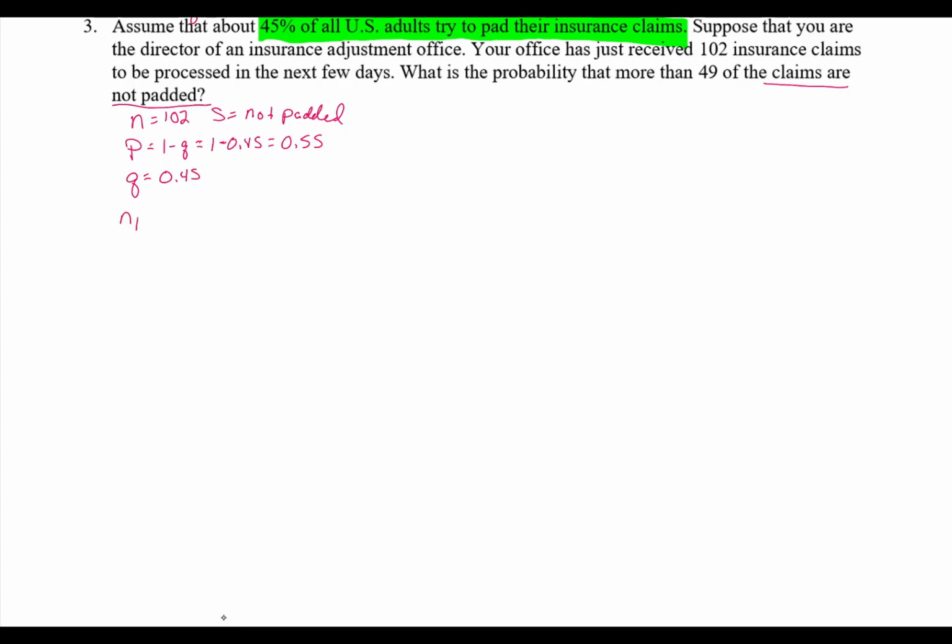Now we can check our NP value and our NQ value to make sure they're both greater than or equal to 10. N times P is 102 times 0.55, which is 56.1. That's definitely greater than or equal to 10. And N times Q is 102 times 0.45, which is 45.9. That's also greater than or equal to 10. So our normal approximation applies.